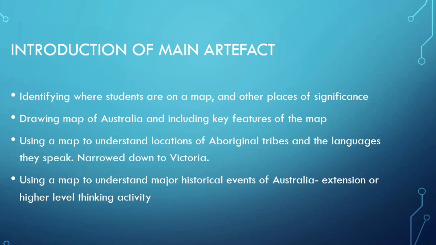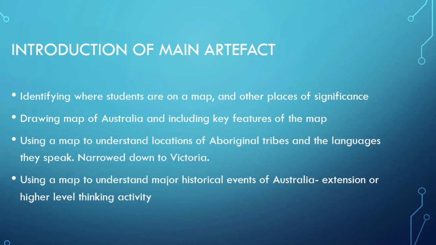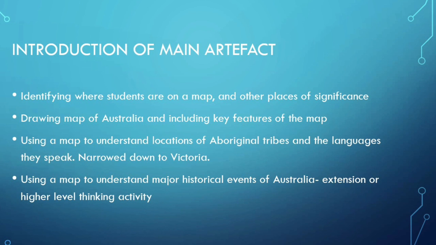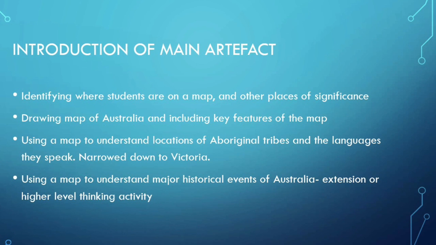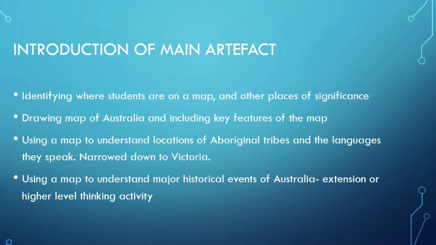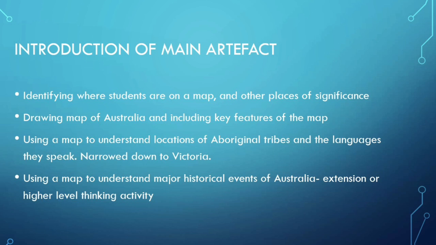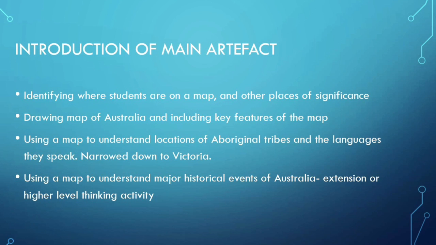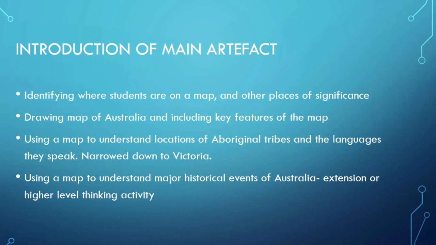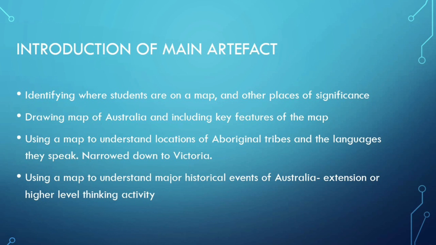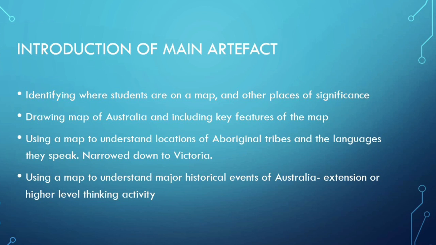Using a map to understand locations of Aboriginal tribes and the languages they speak. This could be narrowed down to their locations, such as a map of the tribes in Victoria. Using a map to understand major historical events of Australia, for example, the First Fleet, Port Arthur, Gold Rush, and the Federation of Australia. This activity may be more of an extension or higher level thinking activity, but can bring about important historical knowledge for students.